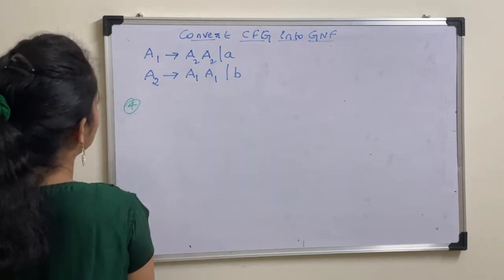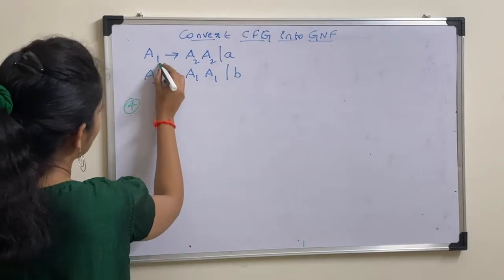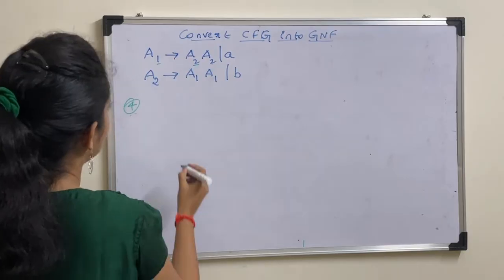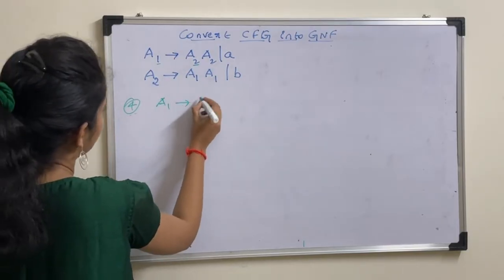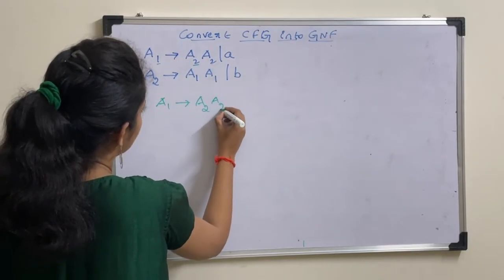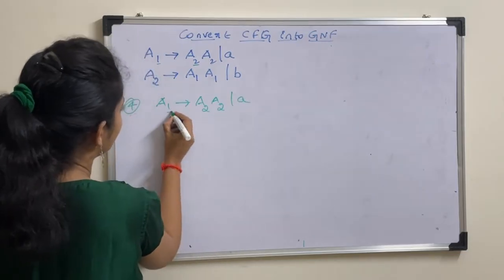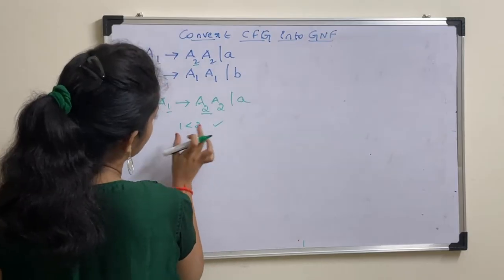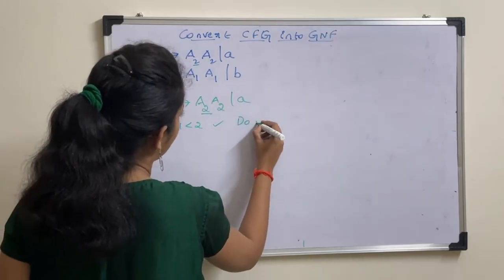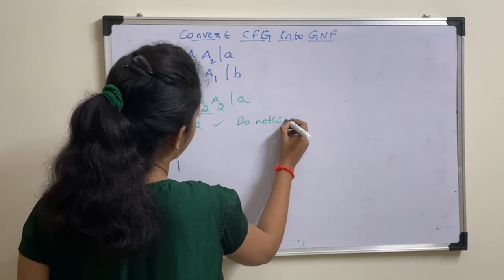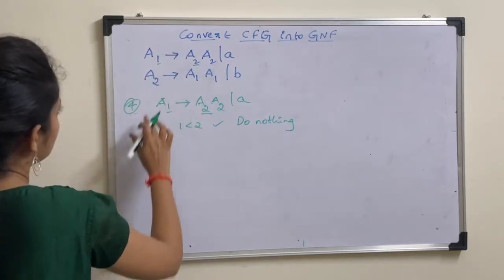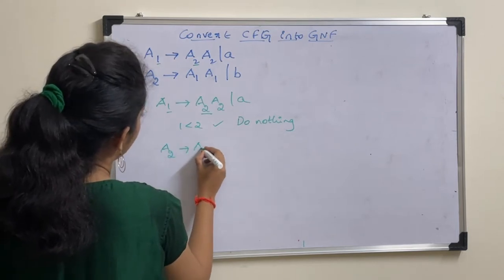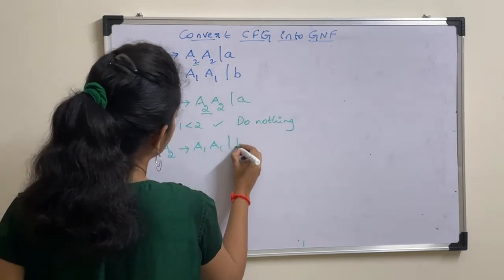What is step 4? Check the I and J values. Take the first production and compare I with J. A1 derives A2, A2. Here I is less than J, so this is already satisfied, do nothing. Now check the second one, A2 derives A1, A1 or B.